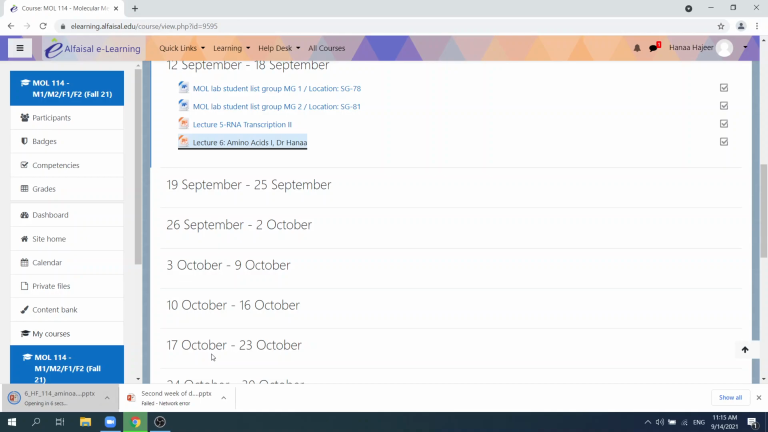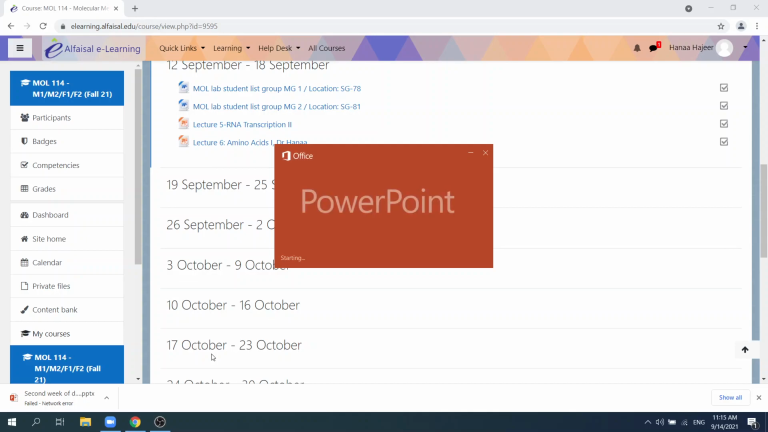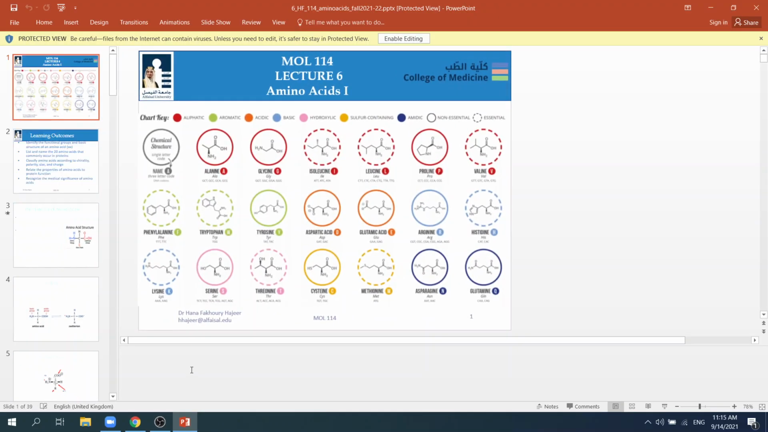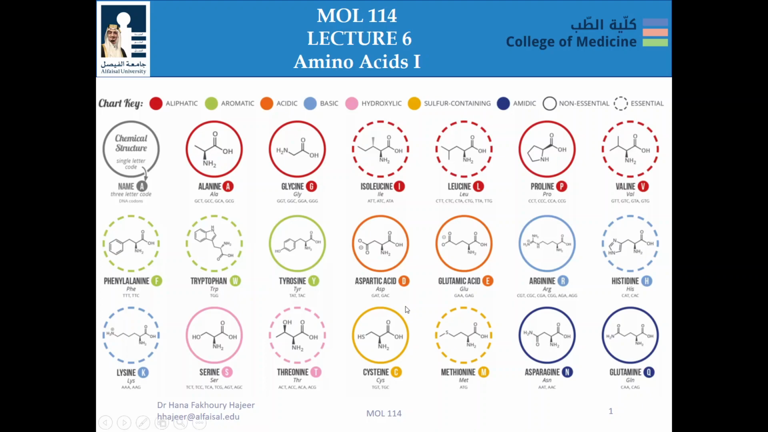Okay, so we're going to learn today about the 20 amino acids. These are the ones that make up the proteins in our body. We call them the standard amino acids. Can you give me an example of an amino acid? Histidine, lysine, leucine. Okay, so these are the 20 amino acids. So meet your 20 new friends.